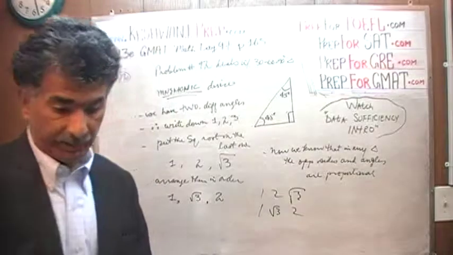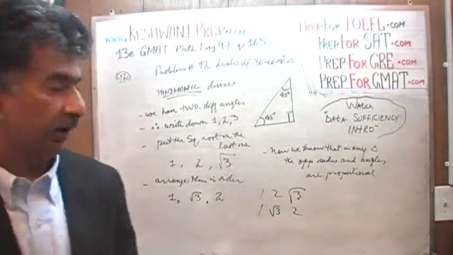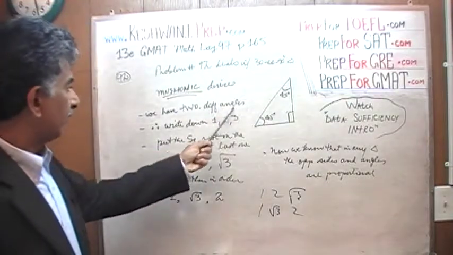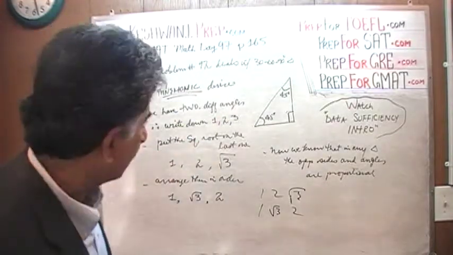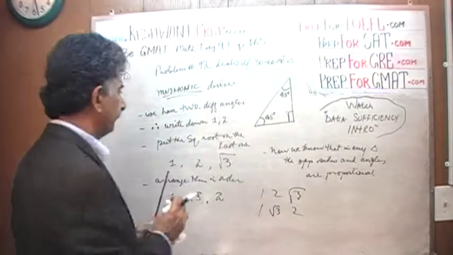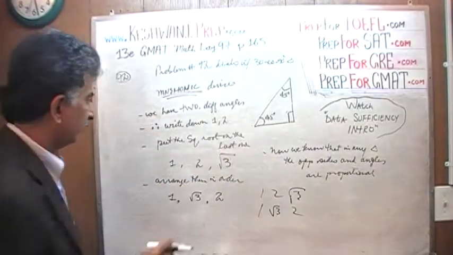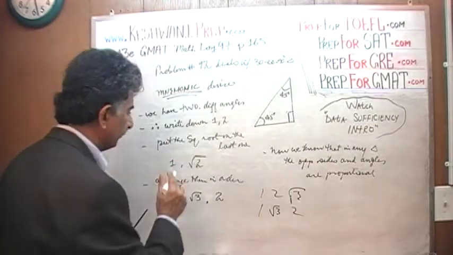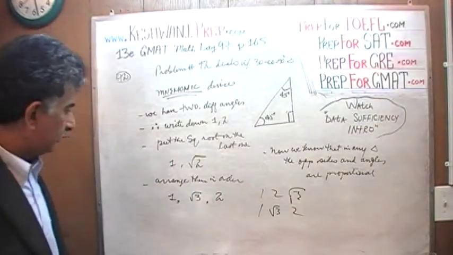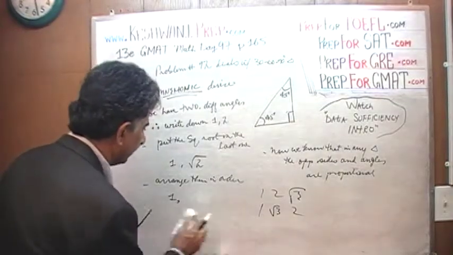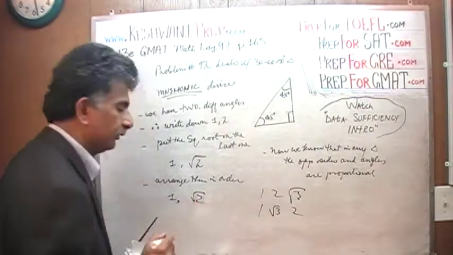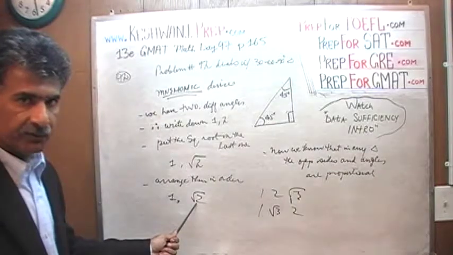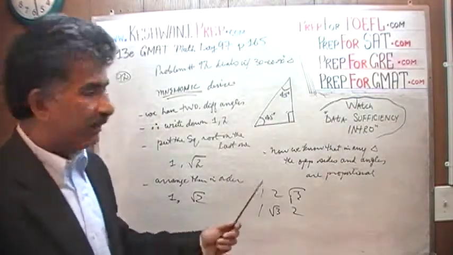We only have 2 different kinds of angles: 45 degrees and 90 degrees. That's it. So we write down 1 and 2. Put the square root sign on the last one. 1 and root 2. Arrange them in order. Well, they are already arranged. 1 is smaller than root 2. Therefore, root 2, because it's a larger number, will face the largest angle in this triangle.